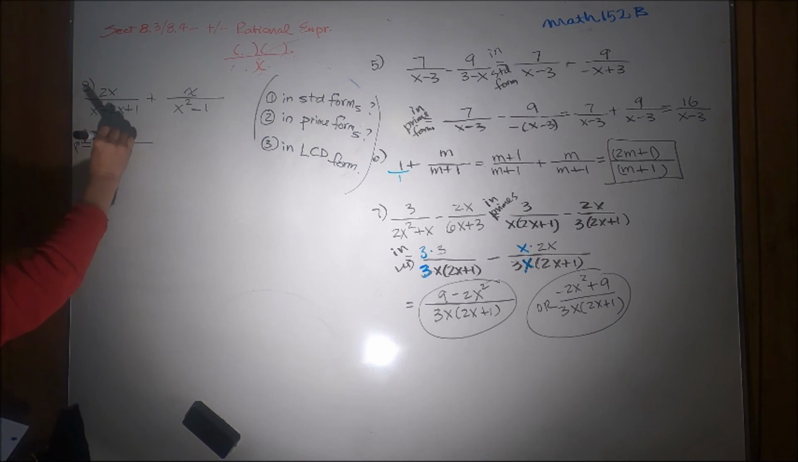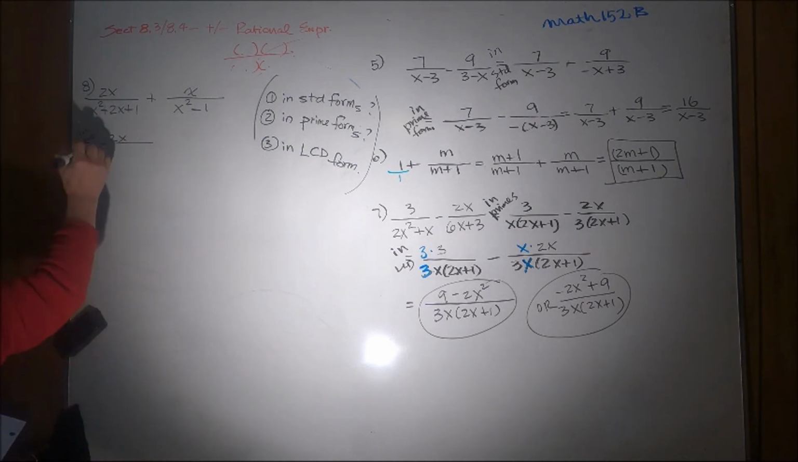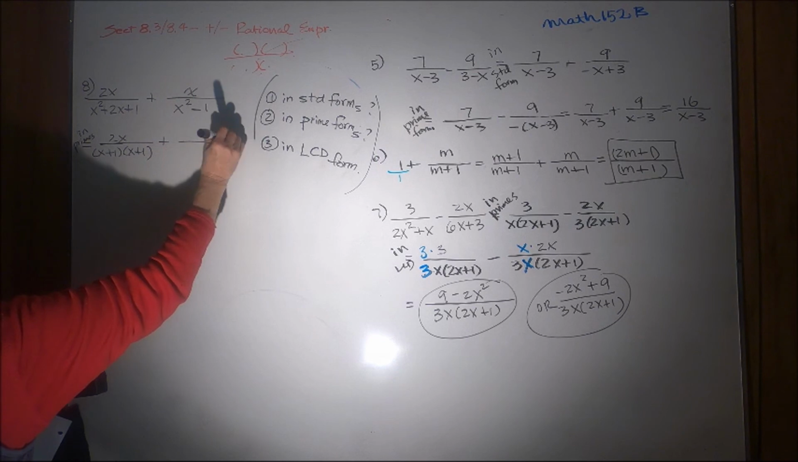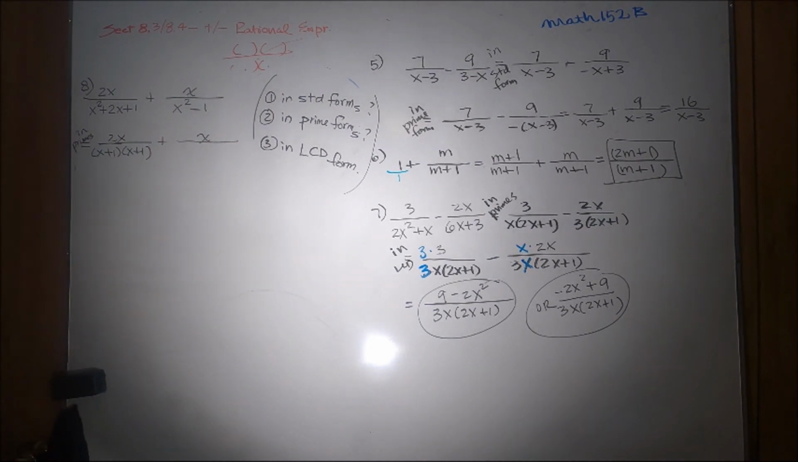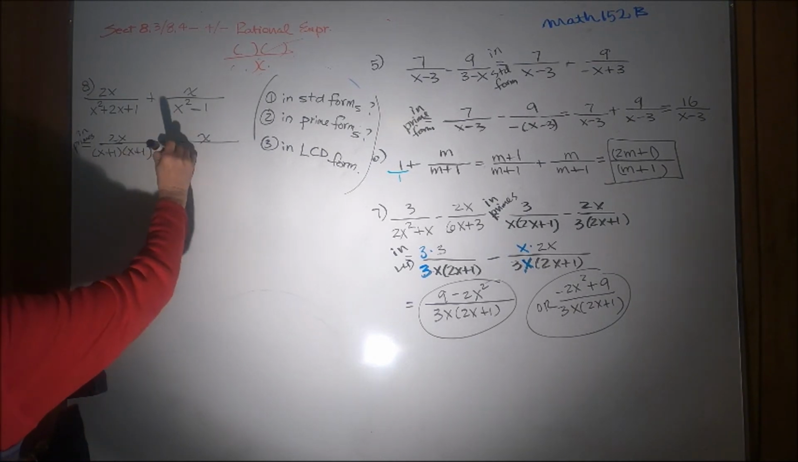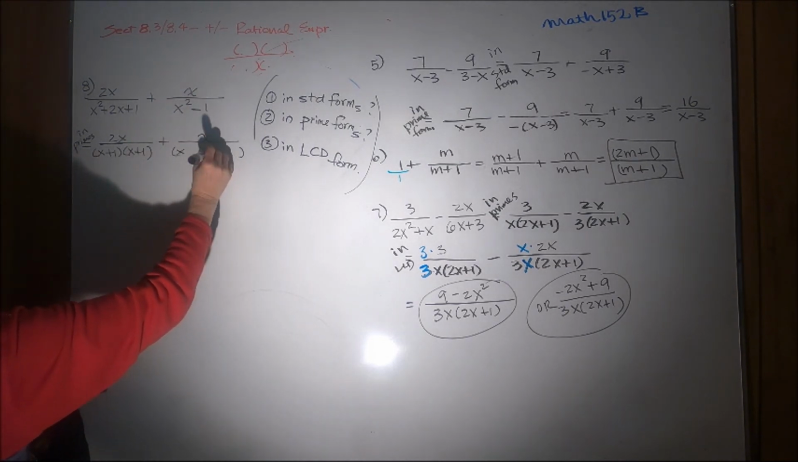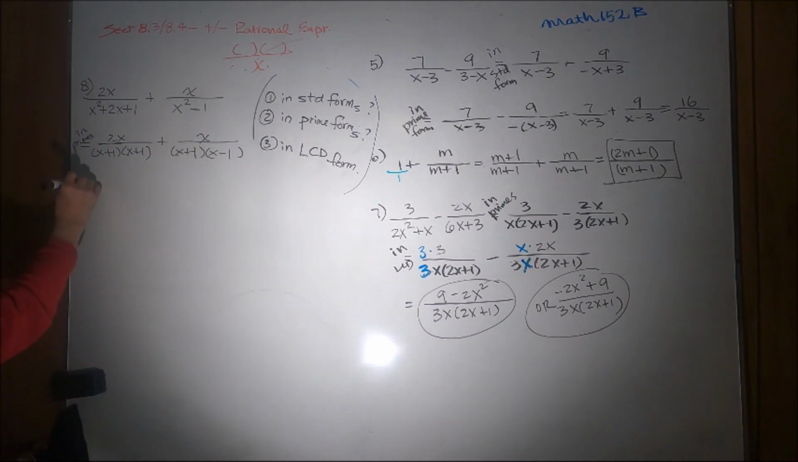For the trinomial, x squared, oops. So we will break down to the primes. So that would be x plus 1, x plus 1, right? Then plus x. x squared minus 1 is what? The difference of two squares. So that will be a squared minus b squared equals a plus b times a minus b. So it's x and 1. So plus and minus 1, right?